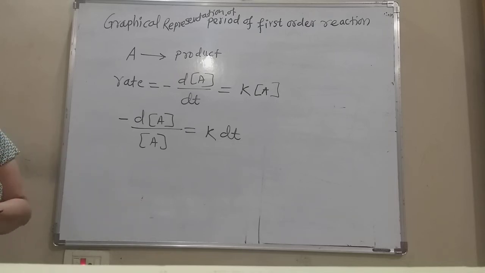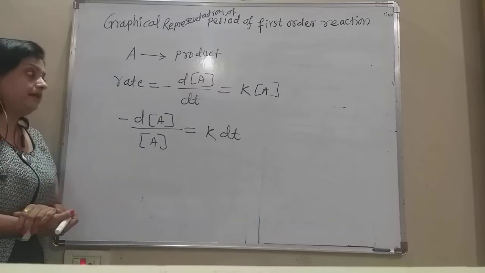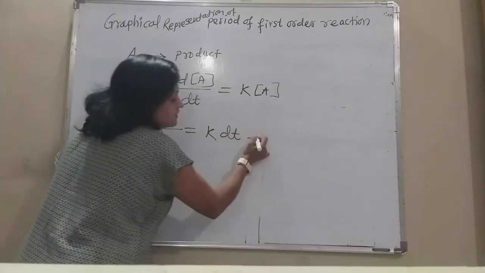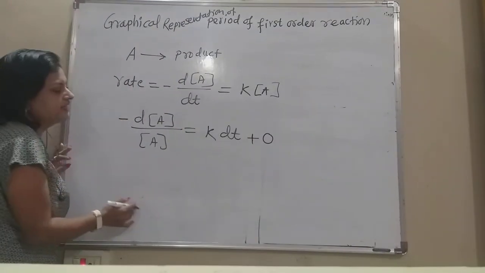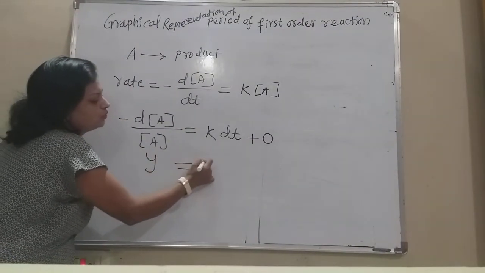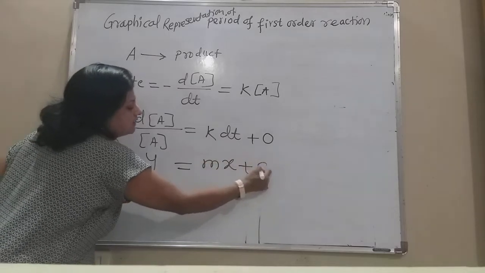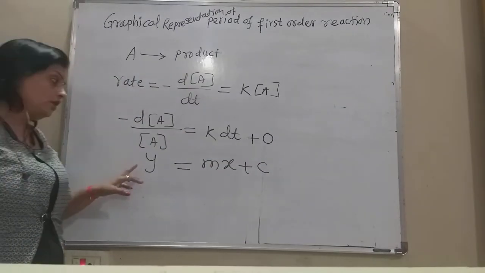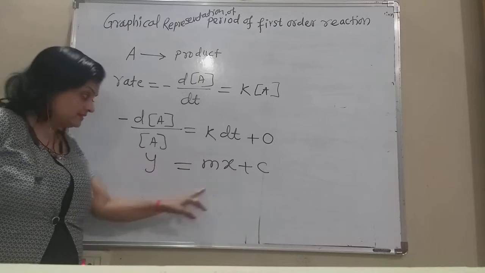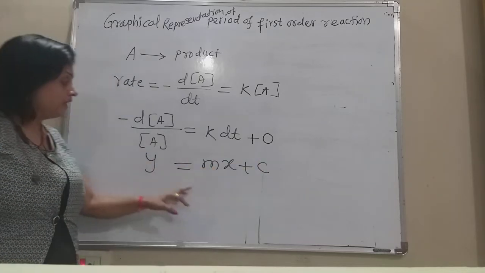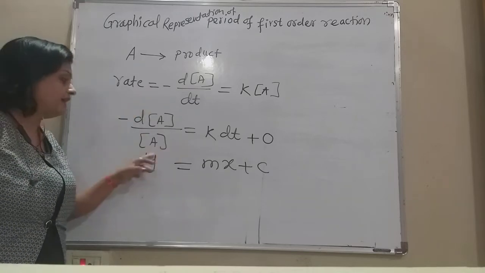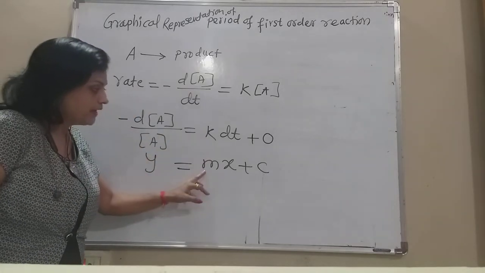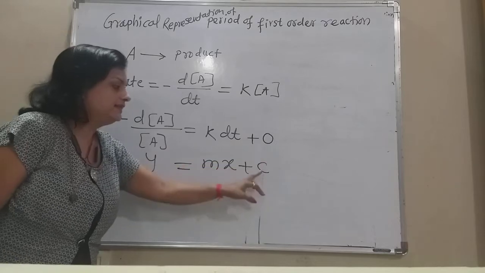Now from this we can give the graphical representation. Suppose here is the addition of C. Now this equation is a straight line equation: y is equal to mx plus C. This is the equation of a straight line. If we compare this equation, this is the y quantity, K is equal to m, this is dt, and this is the intercept.